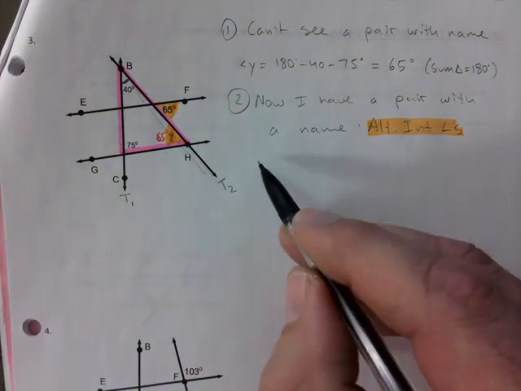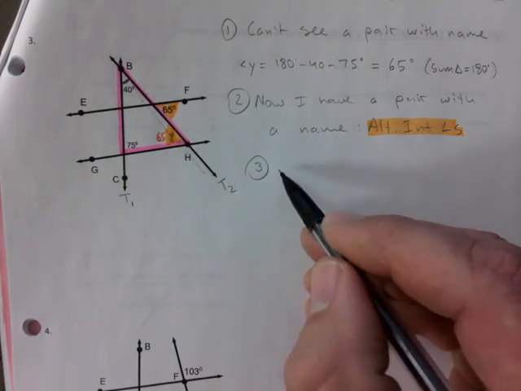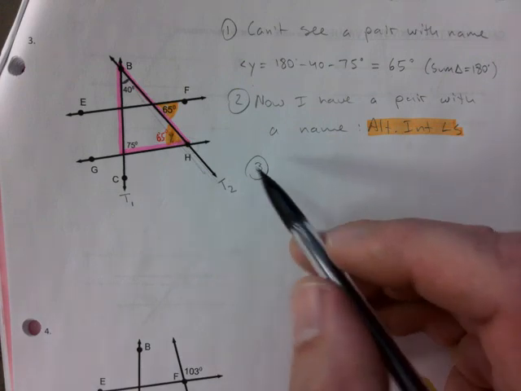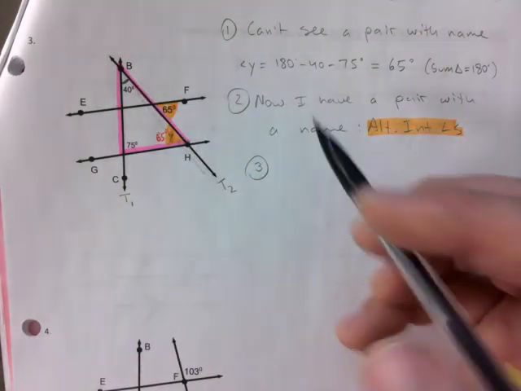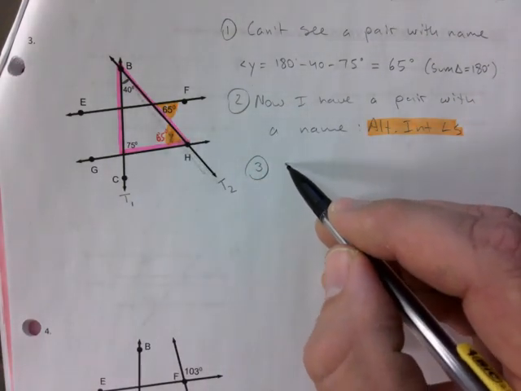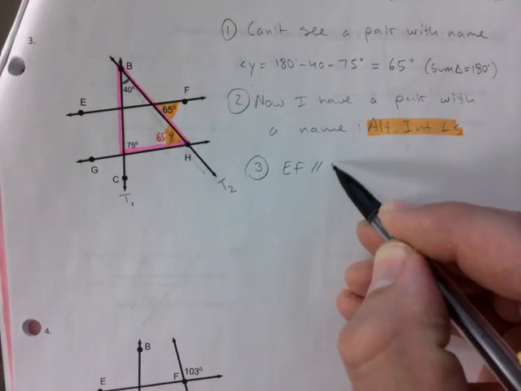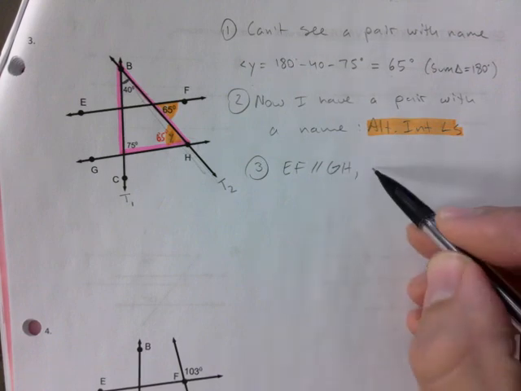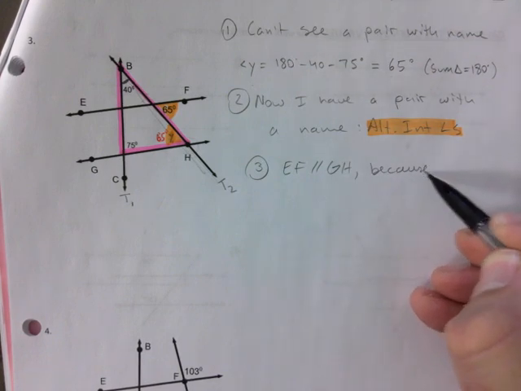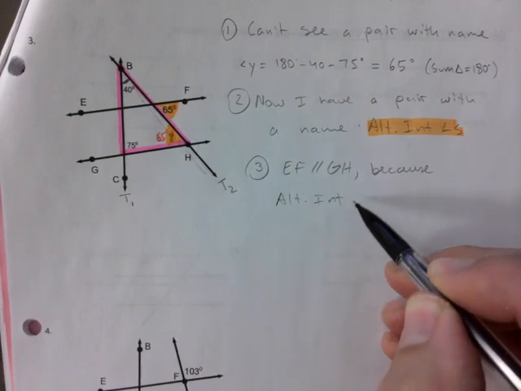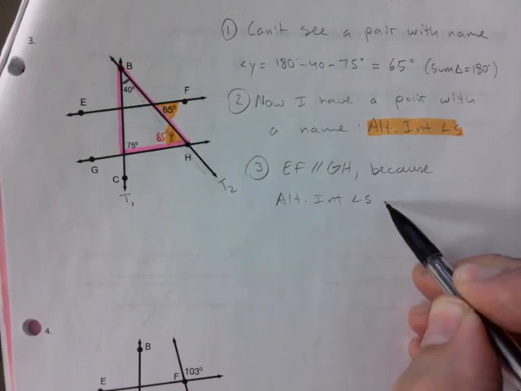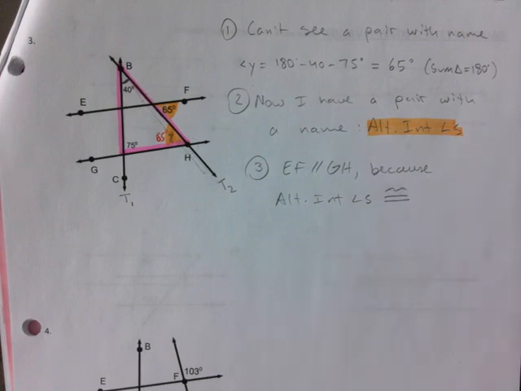And now I'm going to see if the property is true. I can look at it, and hey, they are congruent. So I can conclude EF is parallel to GH. EF is parallel to GH. Why? Because alternate interior angles are congruent. Bingo, you're done.